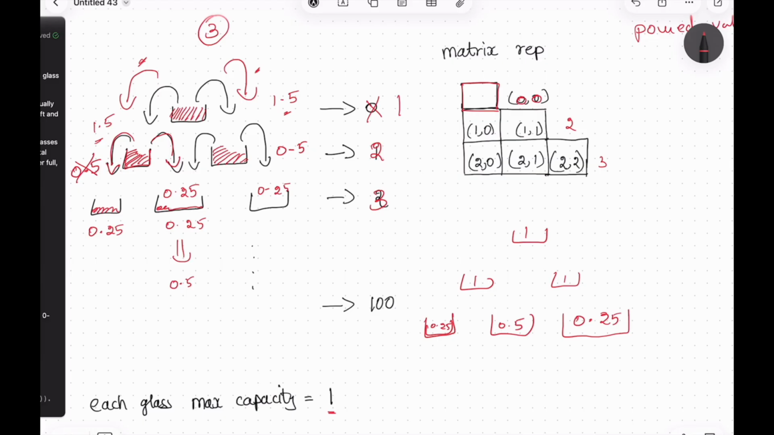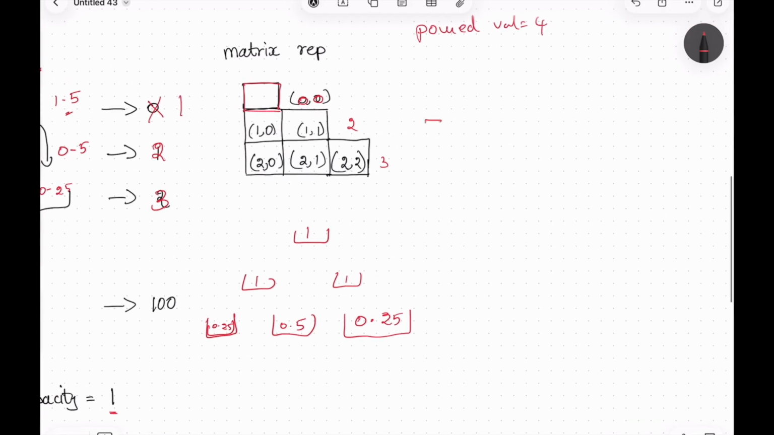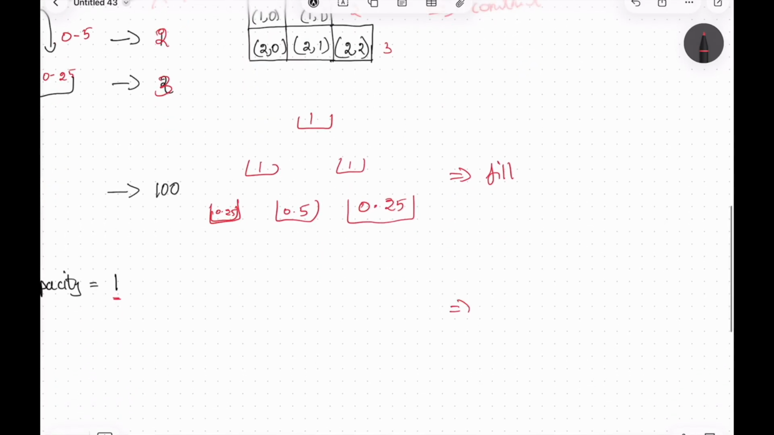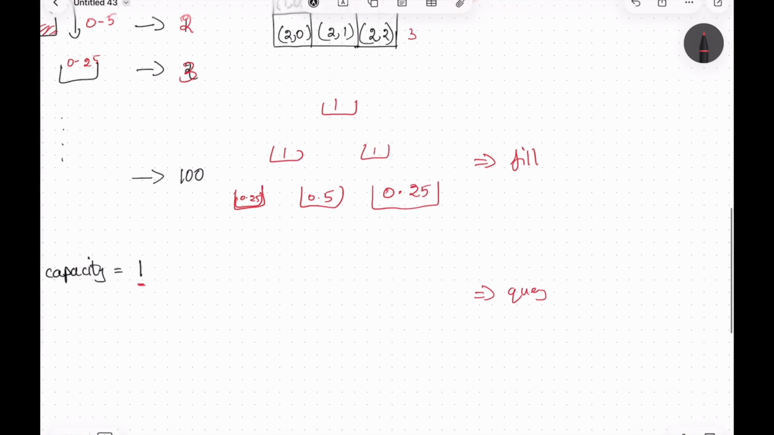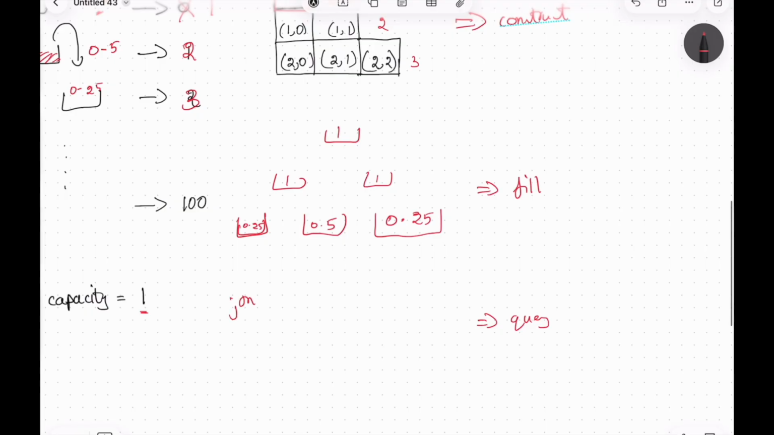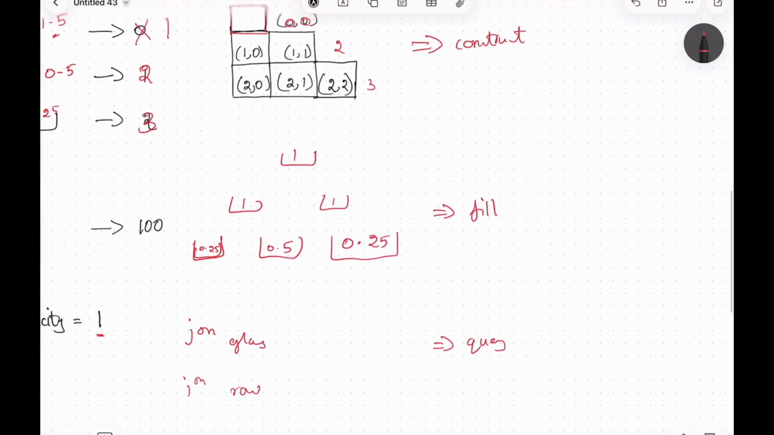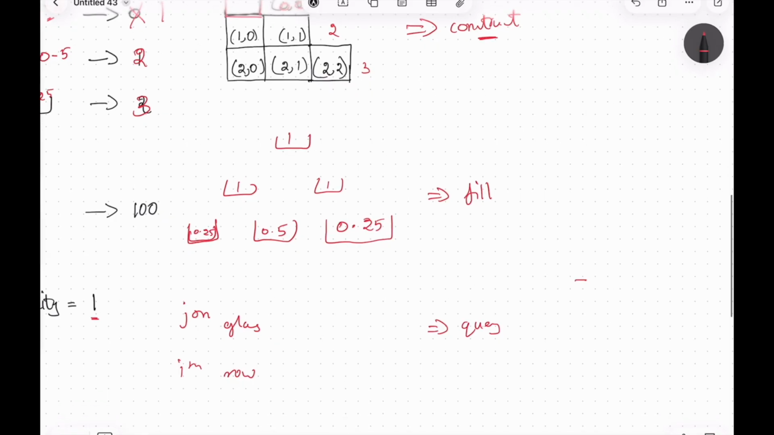So first thing is you have to construct, next thing is you have to fill, and last thing is you have to query. So by query, what I meant is, you have the jth glass and ith row, using which from this constructed matrix you can fetch the value and return it.